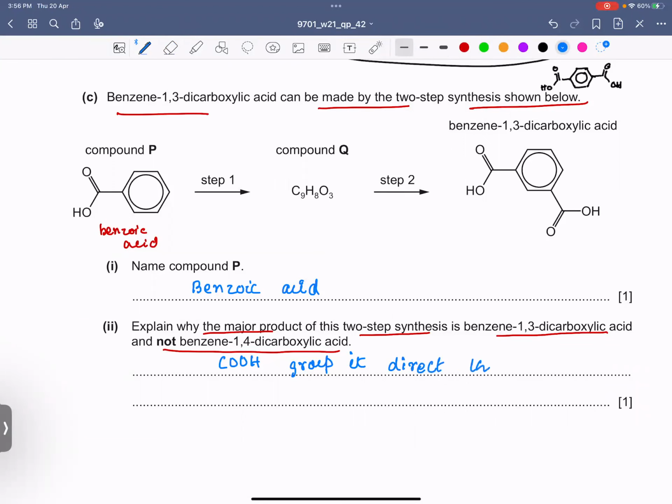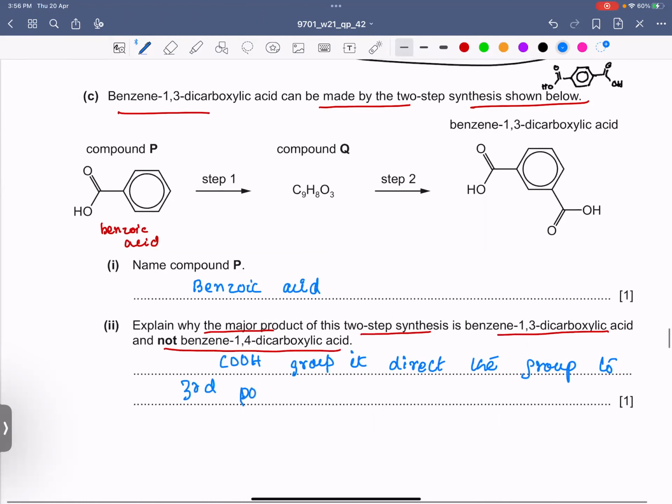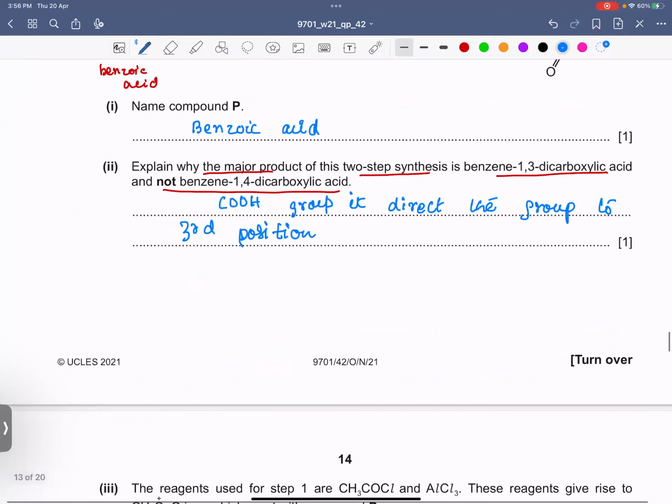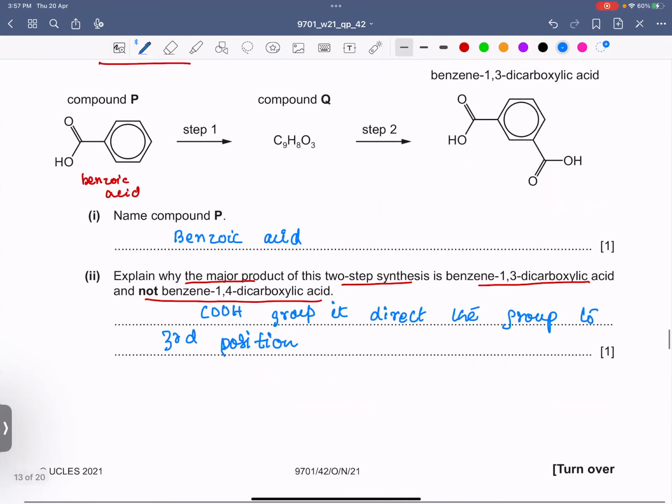Basically, direct the group to the third position. Is this clear? Sir, what? Yes. Sir, can you please explain?